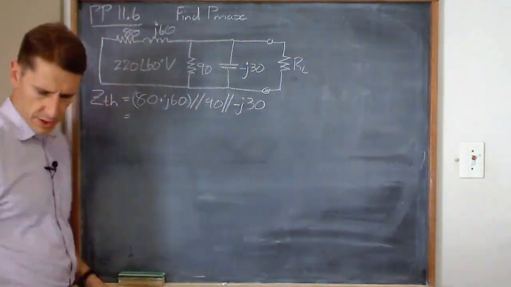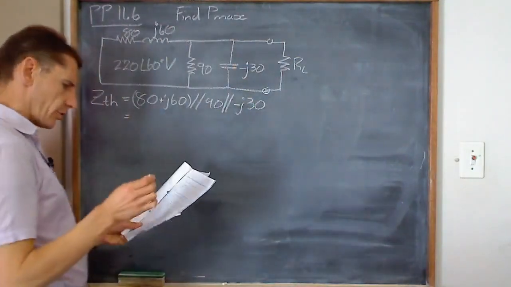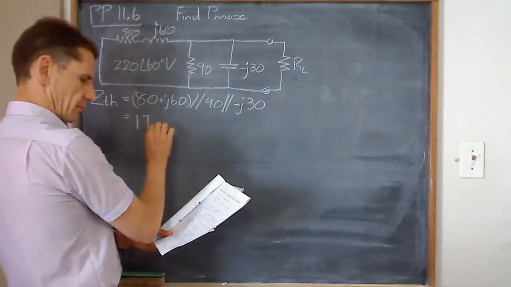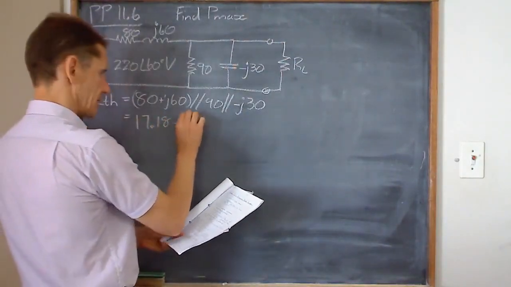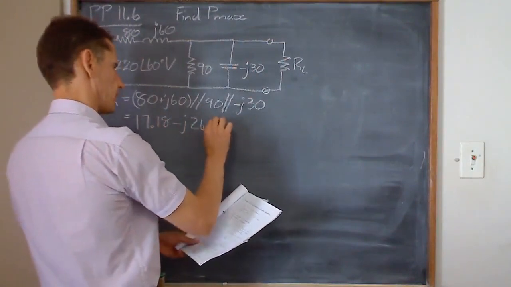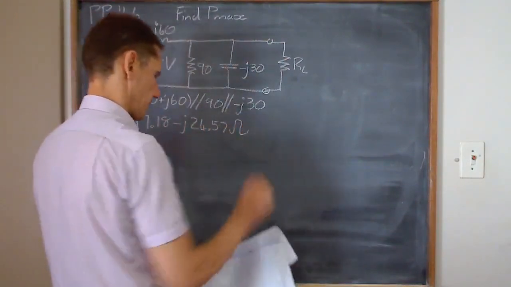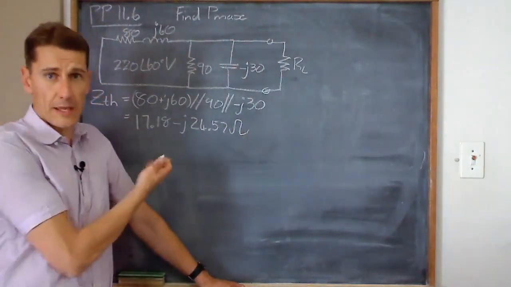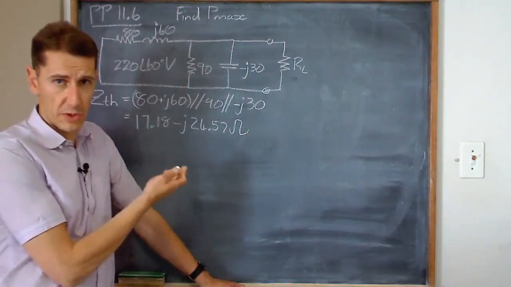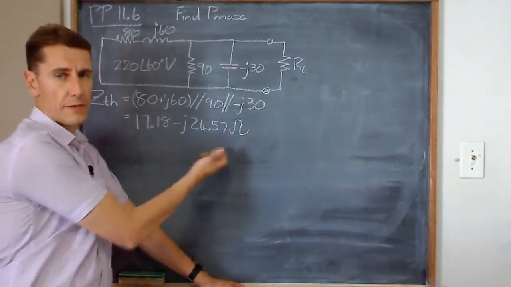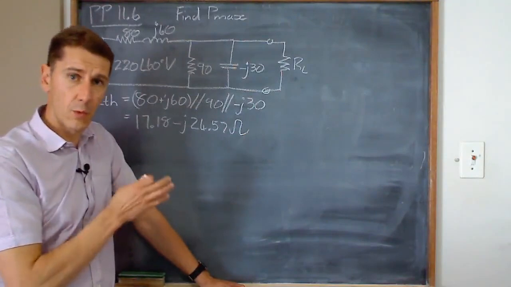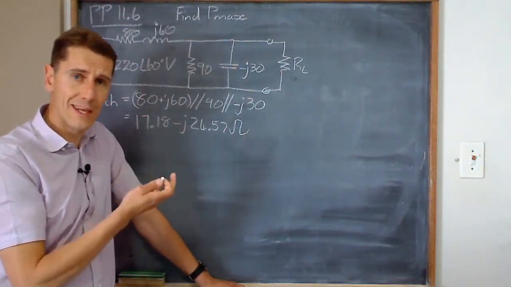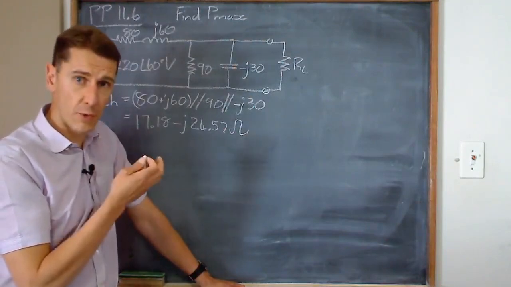You put that into your calculator and you will get 17.18 minus j24.57 ohms. Now remember I said that impedances you typically write in rectangular format like we have here, because we're interested in what the real part and what the imaginary part is. Now this scenario is probably the only exception where I'm interested in the phasor format, the polar format.